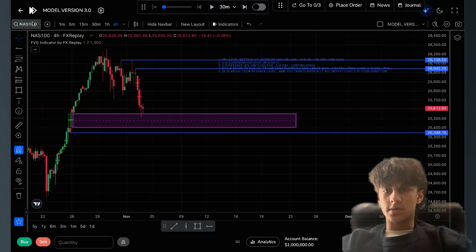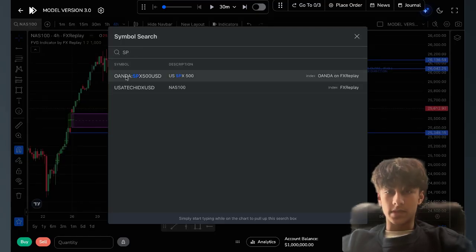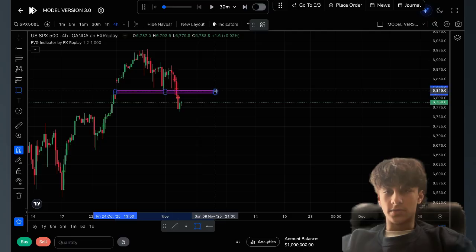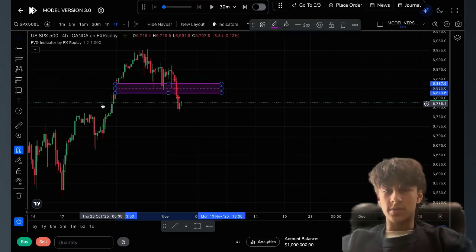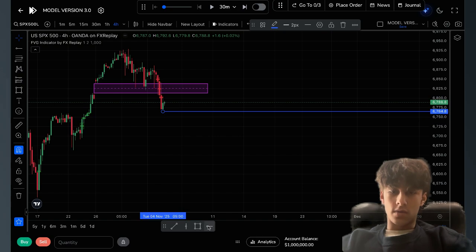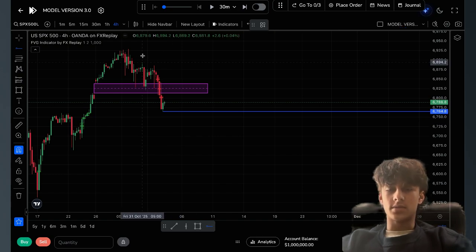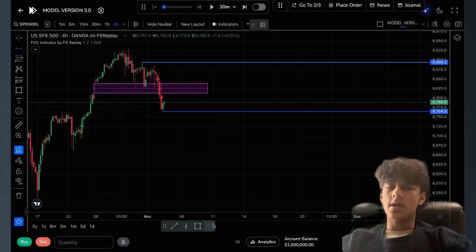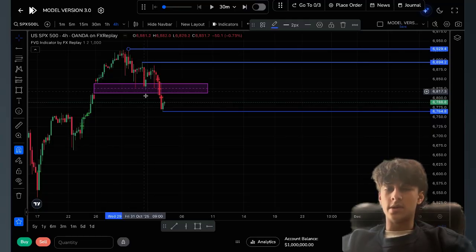Then I should go in the S&P and do the same. As you can see, we actually closed below this 5-minute gap, which could be something towards an SMT, or not like an SMT, but something along those lines. Just be aware that the gap is holding up on Nasdaq, but it's not on ES.